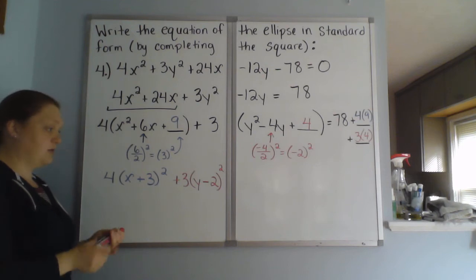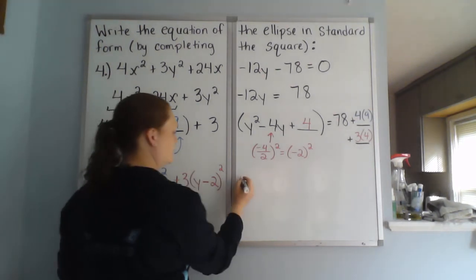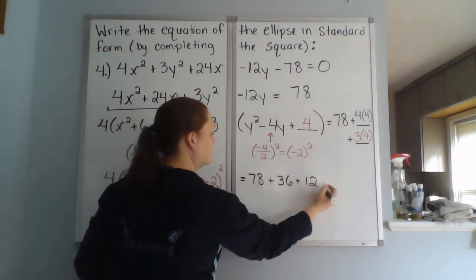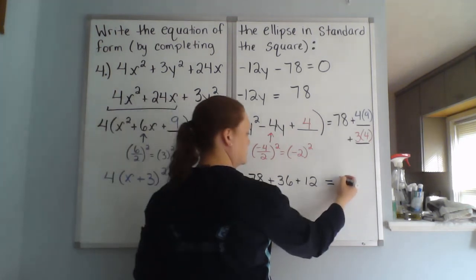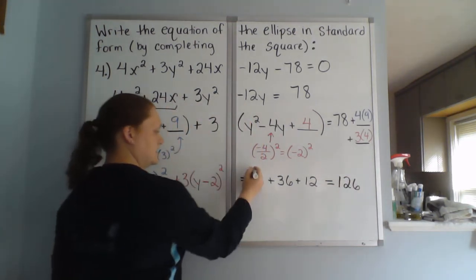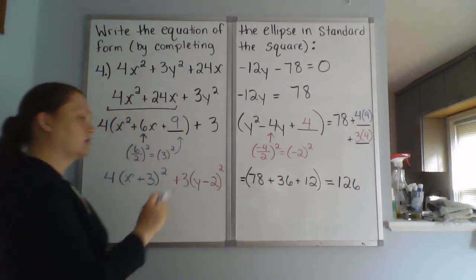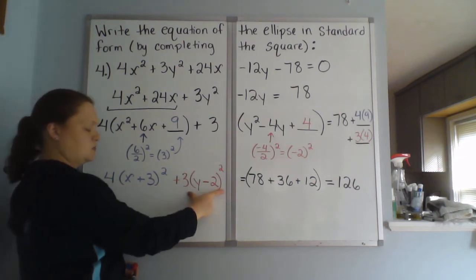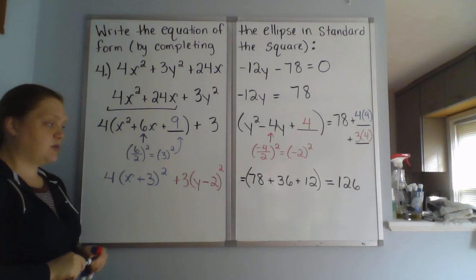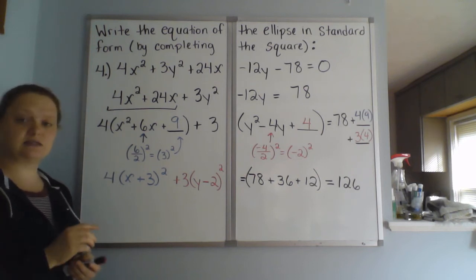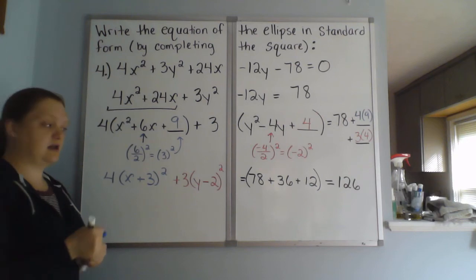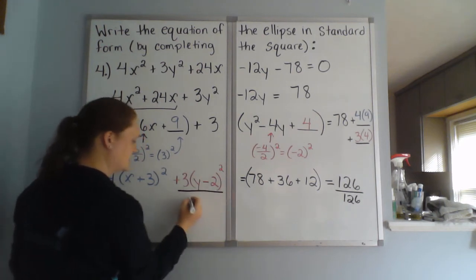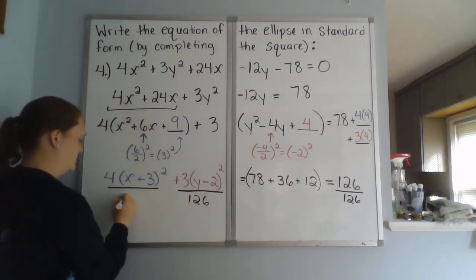Okay? Now on the right-hand side, I have 78 plus 36 plus 12. And that comes out to 126. So we're not going to actually keep that there. We're going to write equals 126. So now I have my x squared expression, my y squared expression equals 126. But we know that to get to an ellipse, it has to say equals 1. So the only way I can do that is if I take everything and divide it by 126. Divide this by 126 and divide this by 126.